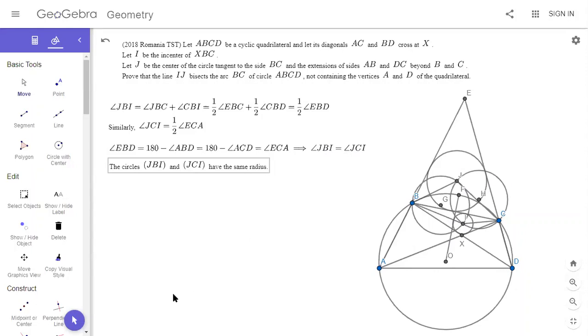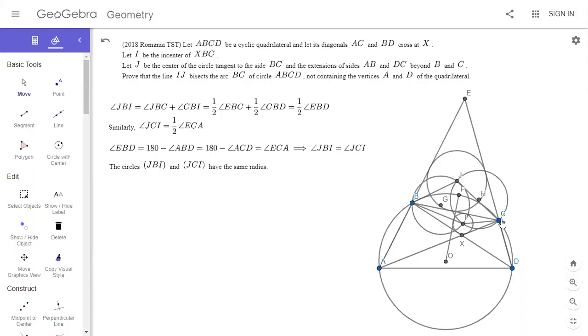Yes. All right. And so once we... sorry, repeat once again. Sure. So basically, if you look at the circles through JBI and JCI, they both have JI as a chord, right? And in one of them, angle JBI intercepts that chord, and in the other circle, JCI intercepts that chord. And so if JBI and JCI are the same, then the circles have to be the same size.